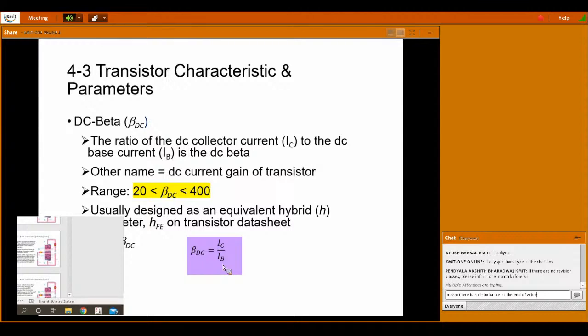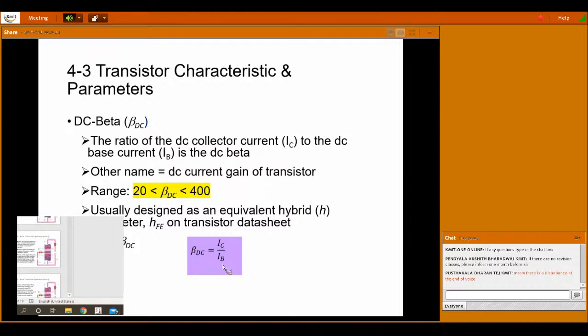So it is a ratio of output current to input current, where in the common emitter configuration the collector current is IC and the base current is IB. Beta DC is in the range of 20 to 400. The reason is that IB is in the range of microamps, whereas IC is in the range of milliamps. Hence we have a high current gain in the common emitter configuration.